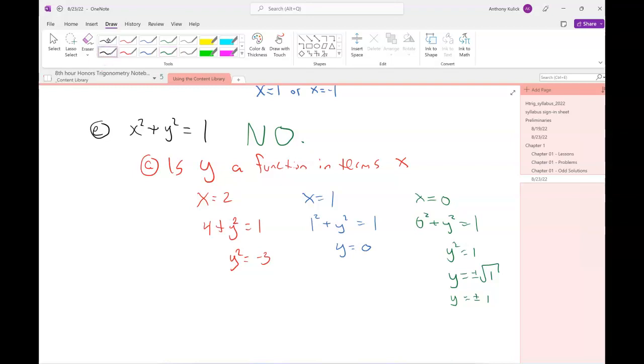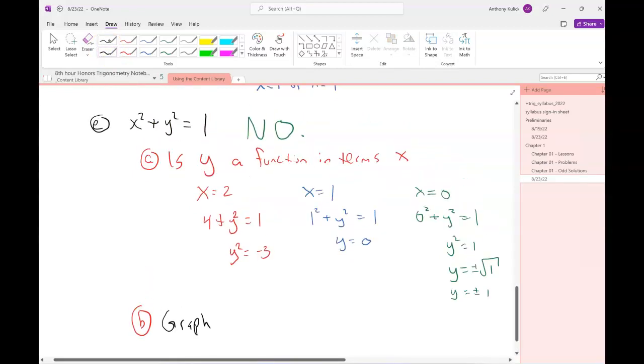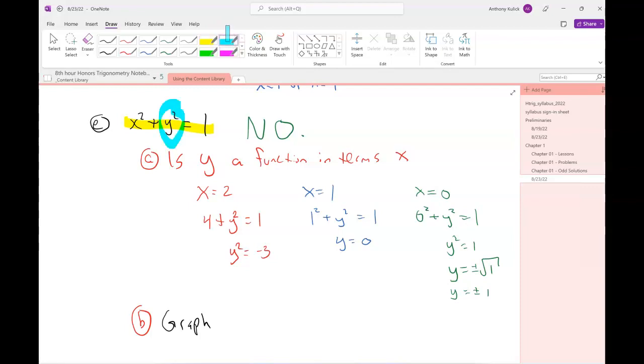What else could you have done here? You could have tried to graph this on your calculator. Now, the way it's currently written, can I graph this on my calculator? What's the problem? The y squared, right? The y is not by itself.